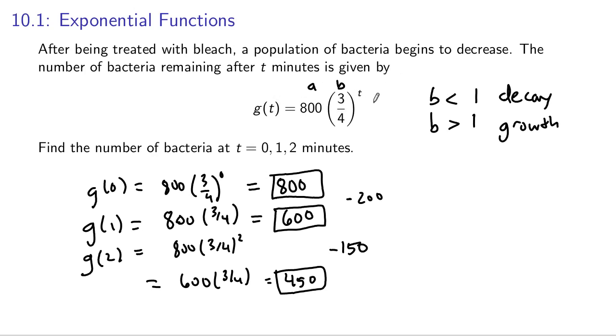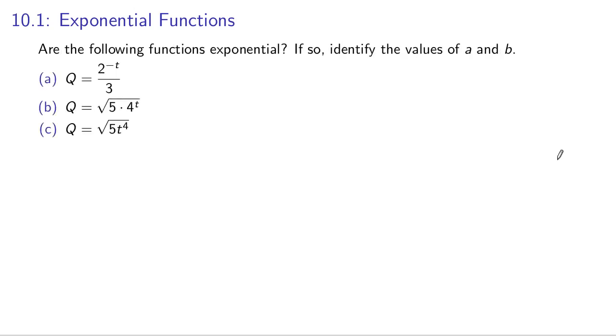We'd have 1 to the t. It doesn't matter what we raise 1 to, we stay with 1. Which is a weird case. We could write it here. If b is 1, we have a constant, which is not even really exponential. It's just a degenerate case.